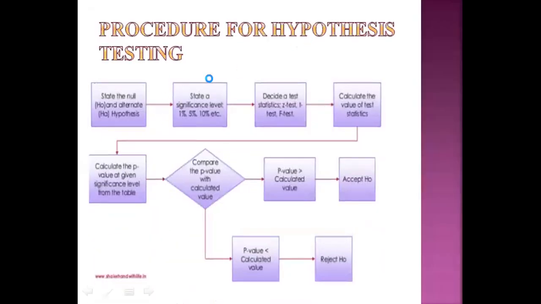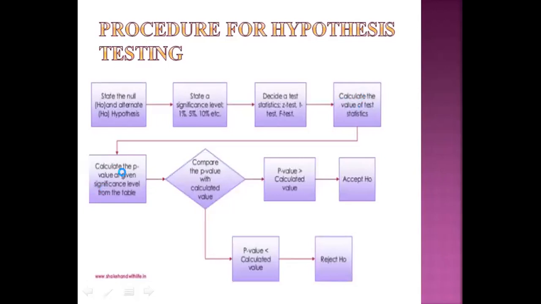These are the steps for hypothesis testing. First of all, we state the null and alternative hypotheses regarding any such statement. Then we define a significance level, which may be 1%, 5% or 10%. We decide on a test statistic, which may be a Z test, T test or F test, which totally depends on the data. Then we calculate the appropriate test statistic and find the significance level from the table.